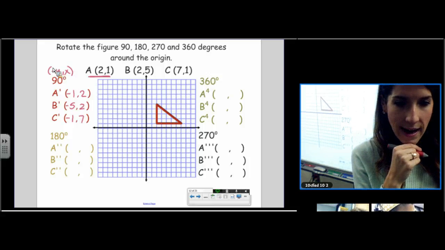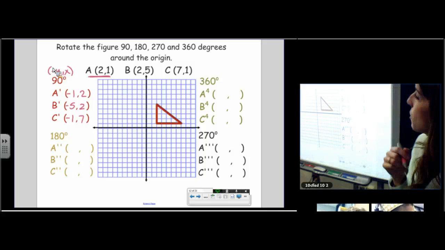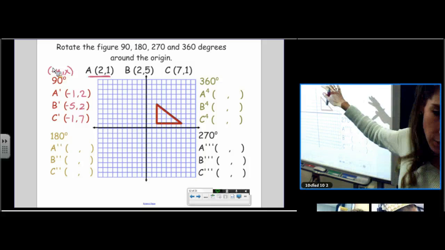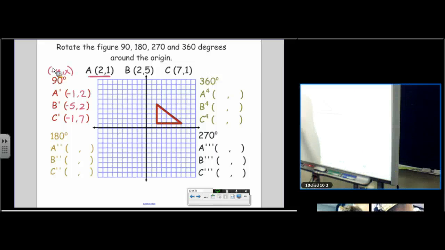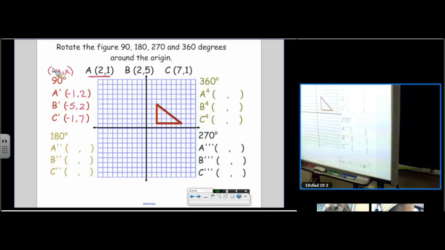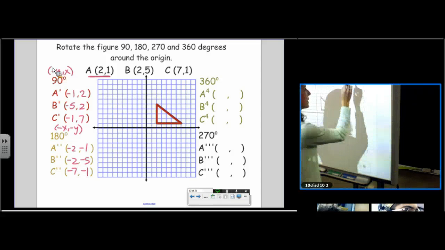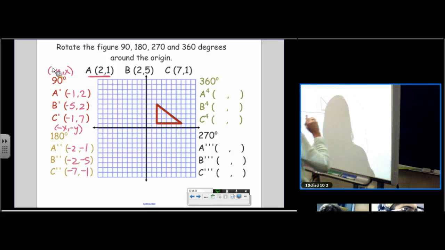Okay, ready? 180. You can either use your 90 degree coordinates or you can use your ABC, because we know the rule for 180 is negative x, negative y. So you're really just changing the sign of everything. Negative 2, negative 1, negative 2, negative 5, negative 7, negative 1. Okay, 360, that's silly. We know that that's going to be exactly how it started.